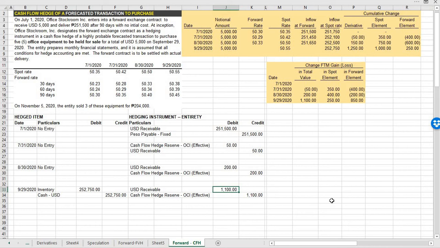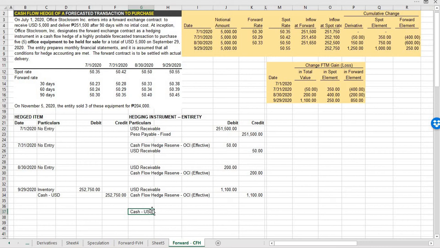So, ngayon, tayo na ay mag-settle. So, unahin natin yung inflow. So, makakakolekta tayo. Ano yung kokolekt natin? Yung 5,000 US dollar. So, may actual delivery. So, marireceive talaga natin yung 5,000 US dollar. So, kaya tayo ay magde-debit ng cash USD. Again, that is 5,000 US dollar.